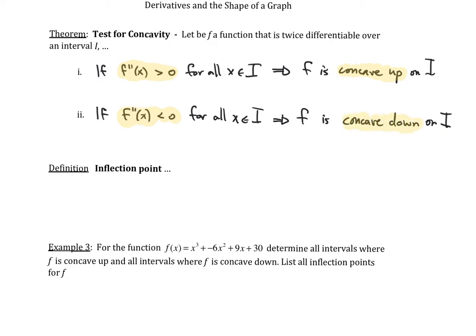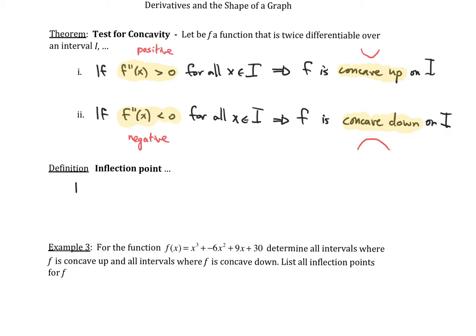One way that you could remember this is positive things make you happy, so you smile, and negative things make you sad or a little frown. So that's kind of how I remember this test for concavity that involves the second derivative. All right, let's talk about an inflection point next.